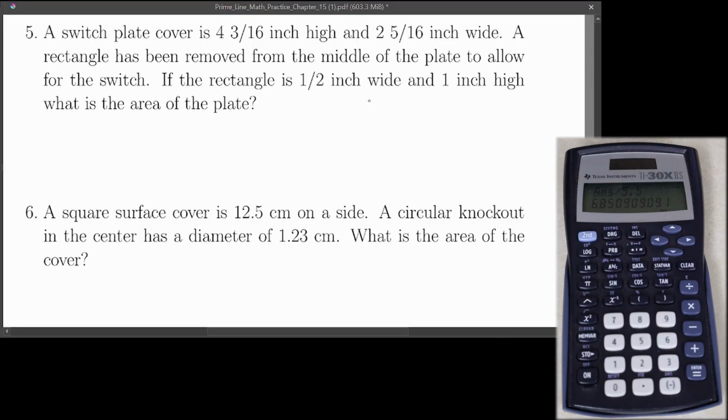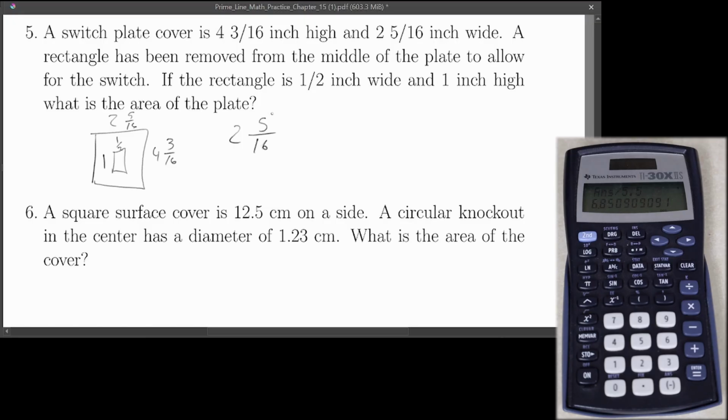Okay, we've got a switch plate cover, like a light switch cover. We're told that we're 4 3/16 tall or high, and we're 2 5/16 wide. And a rectangle is removed from the middle, and it is 1/2 inch wide by 1 inch. So what we're going to do is calculate the area of the big rectangle and subtract the small rectangle from it.